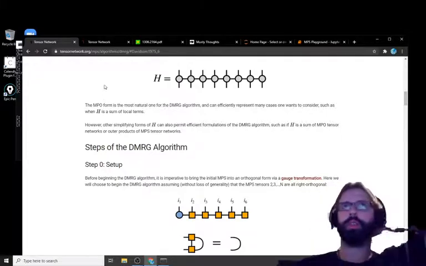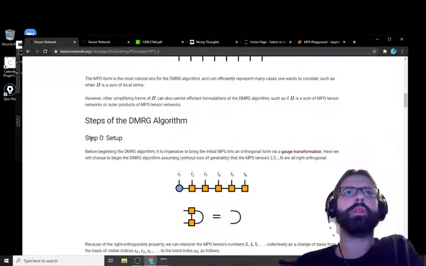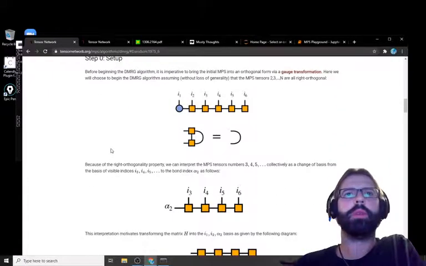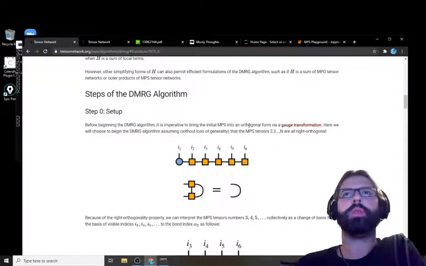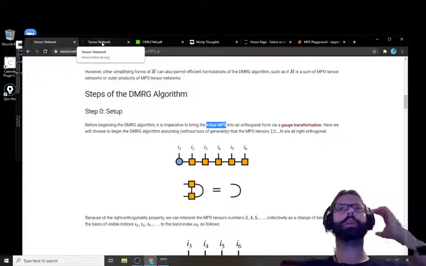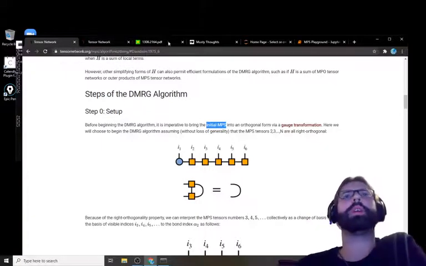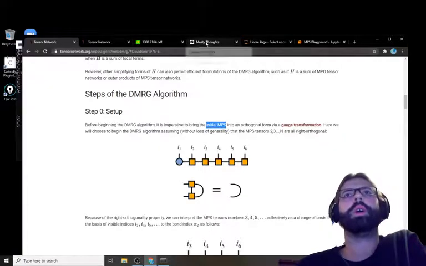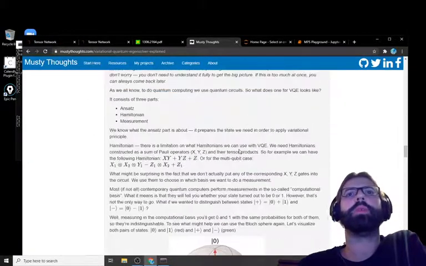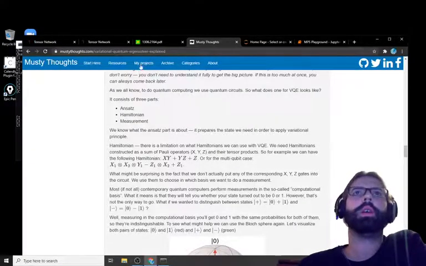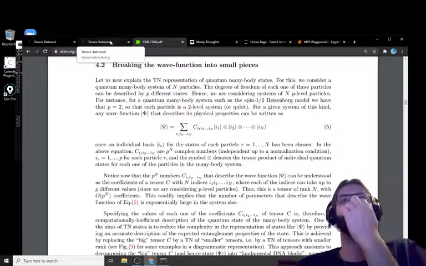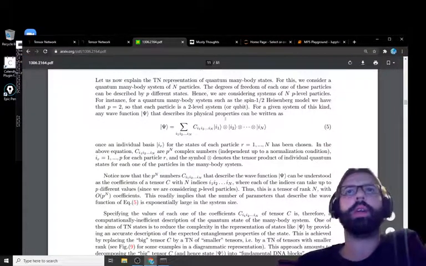But I really want to get started with this. I was aiming to start with step 0, but I got a bit lost, and I'm trying to understand it more. So before you begin with the DMRG, it's imperative to bring the initial MPS into an orthogonal form. But what's the initial MPS? You would just start with a random one or something. That's what you would do with VQE, right? You start with a random ansatz, and then you optimize the ansatz so that you minimize the expectation value, and so you find both the eigenvalue and the eigenvector.